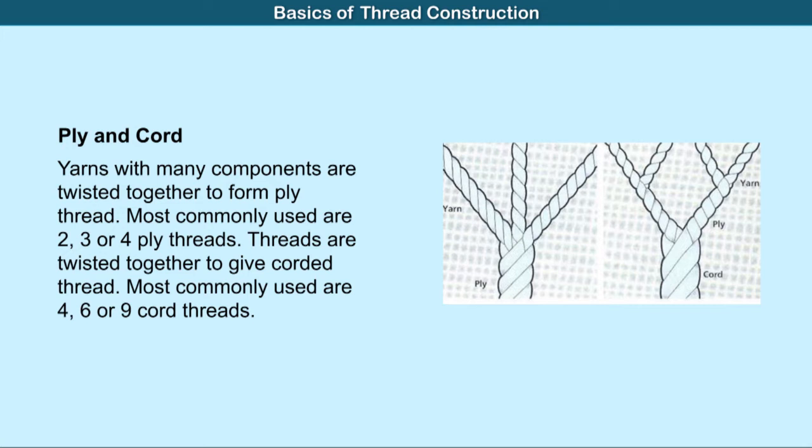Ply and cord. Yarns with many components are twisted together to form ply thread. Most commonly used are 2, 3, or 4 ply threads. Threads are twisted together to give corded thread. Most commonly used are 4, 6, or 9 cords.